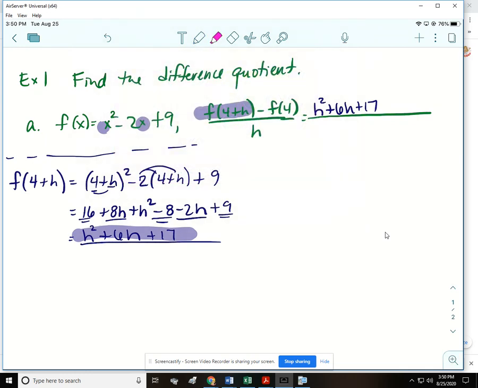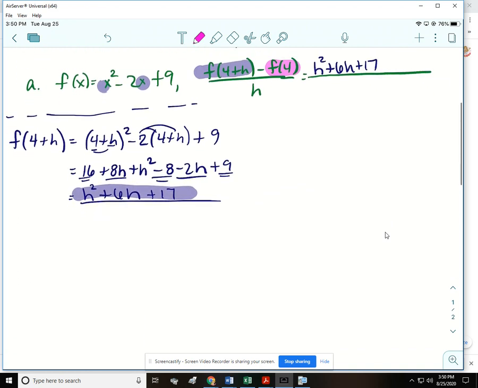Alright, now the other thing I have to find is f of 4. I just have to look at what the problem is telling me to do. We've been able to find f of 4 for a long time, since Algebra 1. You just take that 4 and plug it in for all the x's. So we get 16 minus 8 plus 9. That kind of sounds familiar. Anyway, we're going to get 17.